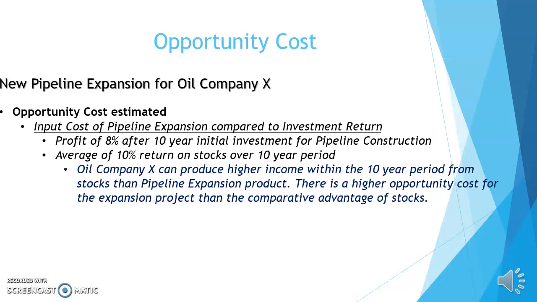We will not be able to yield the same amount of profit using the same amount of money if we do the pipeline expansion project. So the opportunity cost in doing this is higher than if we did stocks. And if we use those same resources, which is a comparative advantage, we could yield more money in the stock return.